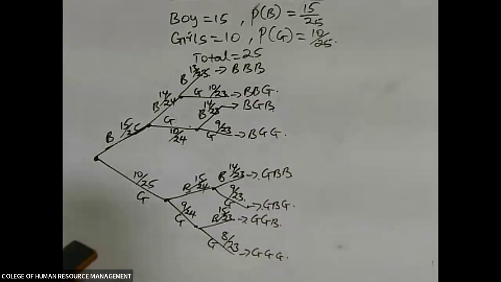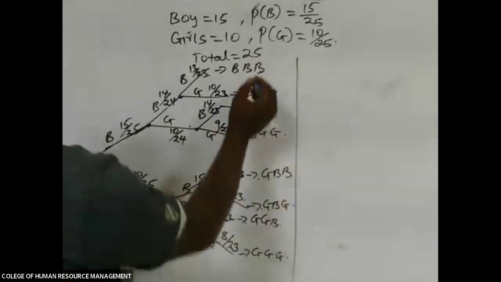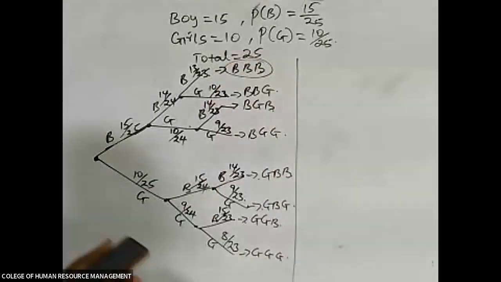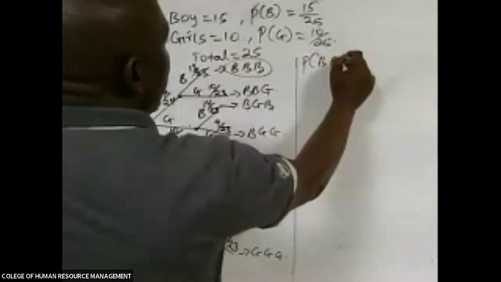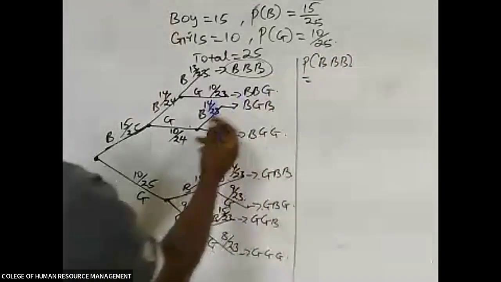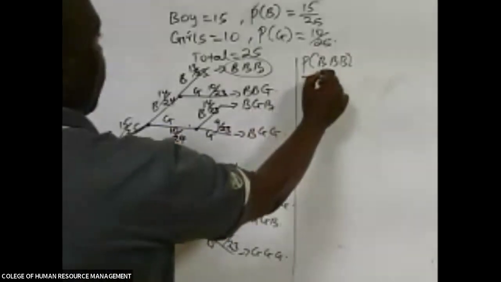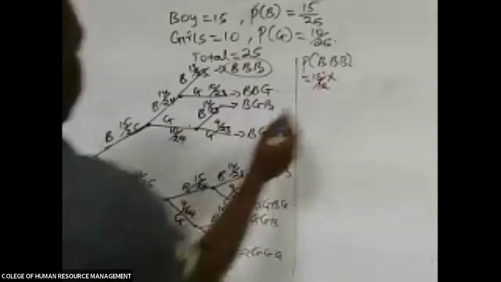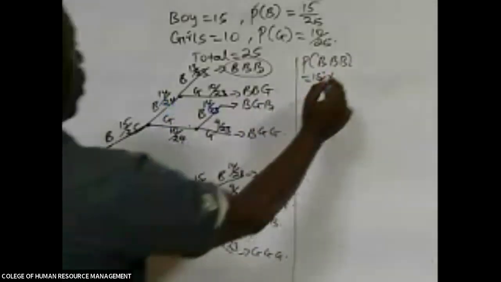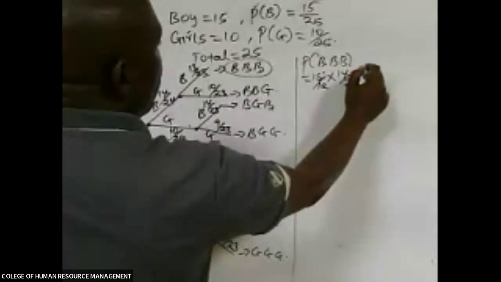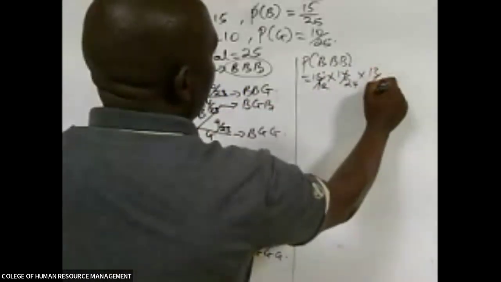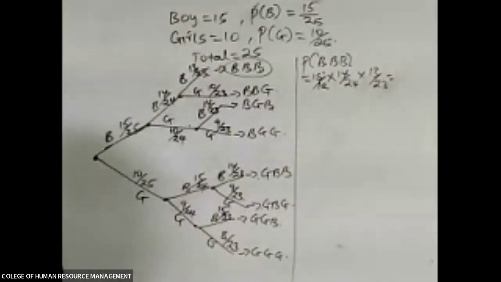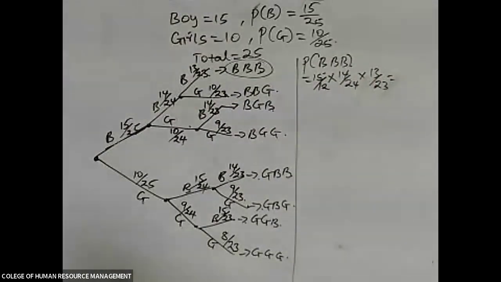With that summary, now you can answer your questions very fast. Roman 1, probability that all are boys. We are talking about this combination. Probability of BBB. That one I'll leave you to work it out. 15 over 25 times 14 over 24 times 13 over 23. That is the boy, boy, boy. Boy the first time, and a boy the second time, and a boy the third time.